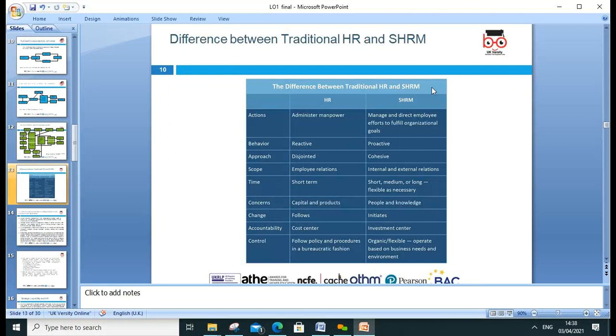Okay, then we can look at the difference between HR and long-term strategic human resource management. This is more about action, HR administrative behavior, and the approach can be disjoint. The scope can be short-term. But when we look at strategic human resource, we are looking at the long term. We are looking at being more productive, and at being flexible. We're not just focused on the short term or a cheaper workforce, making people redundant, like Nokia. Spending money on people development is crucial.